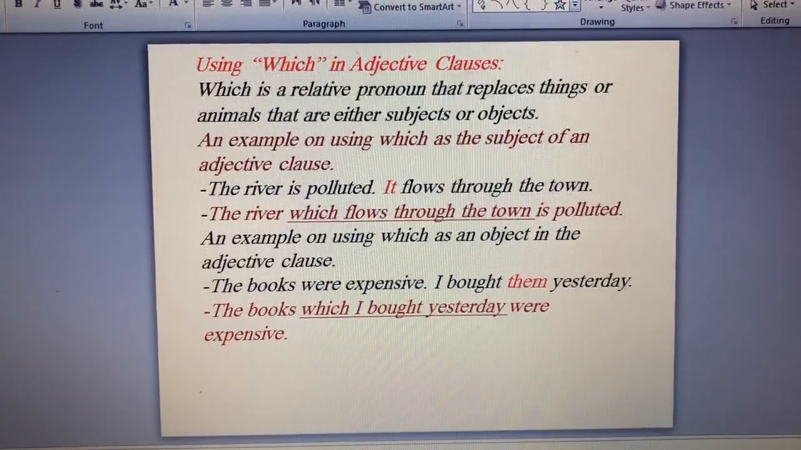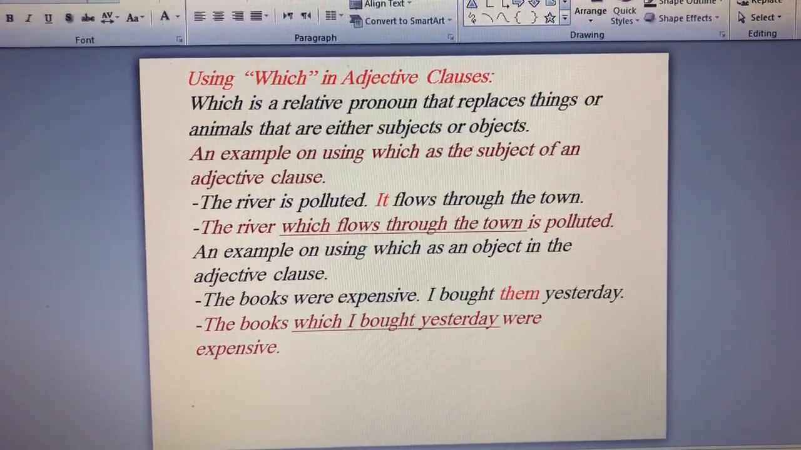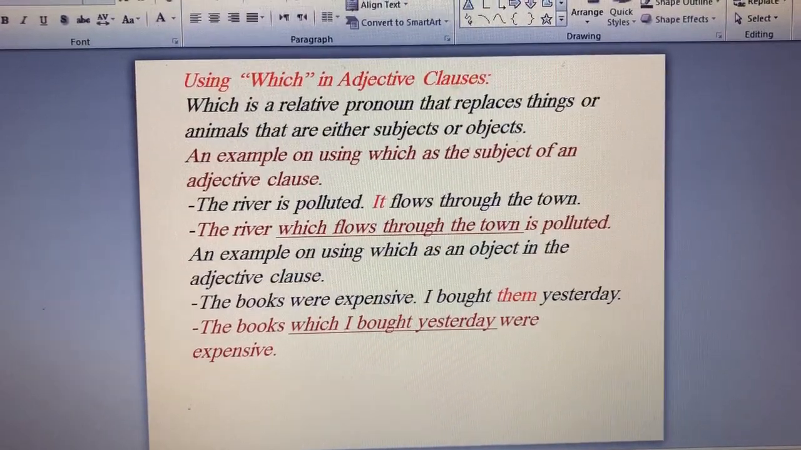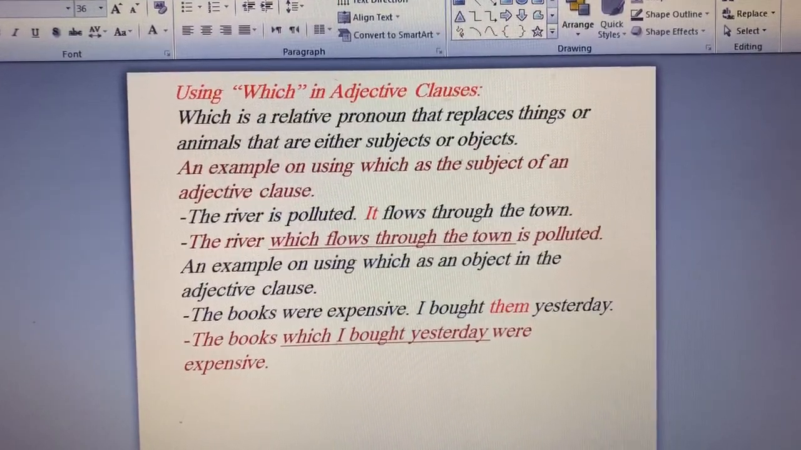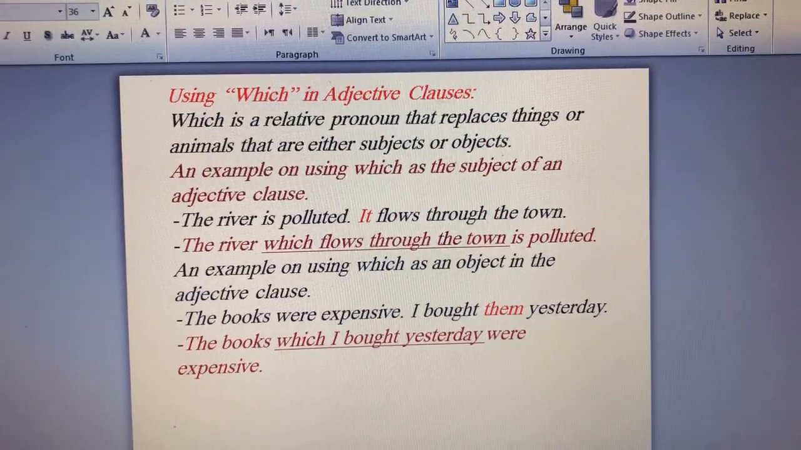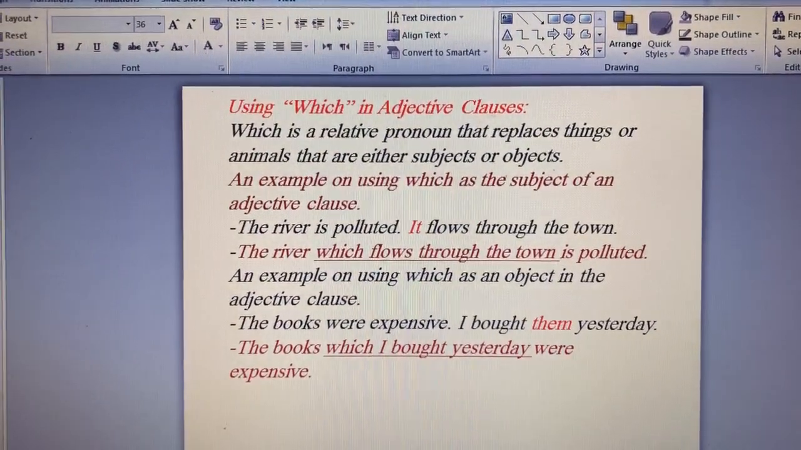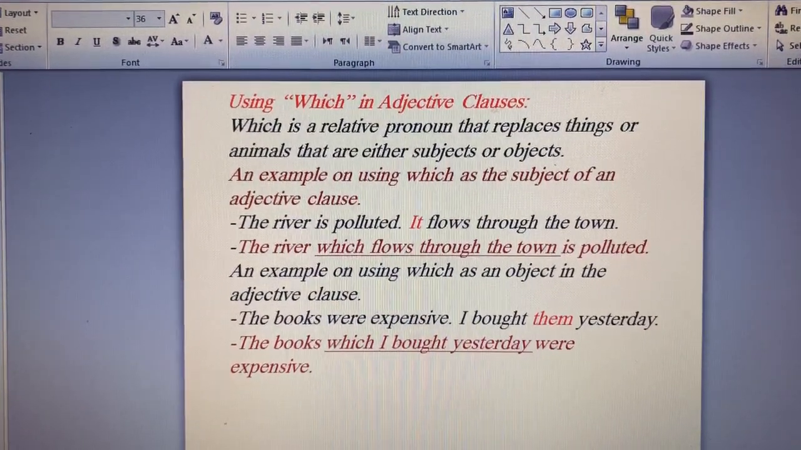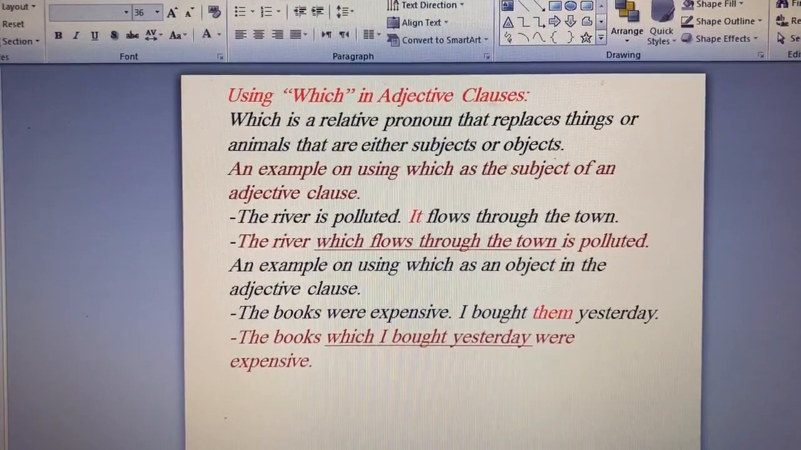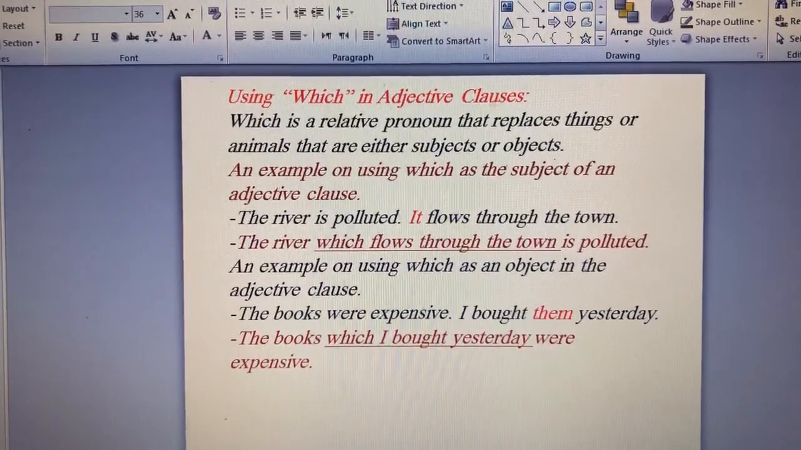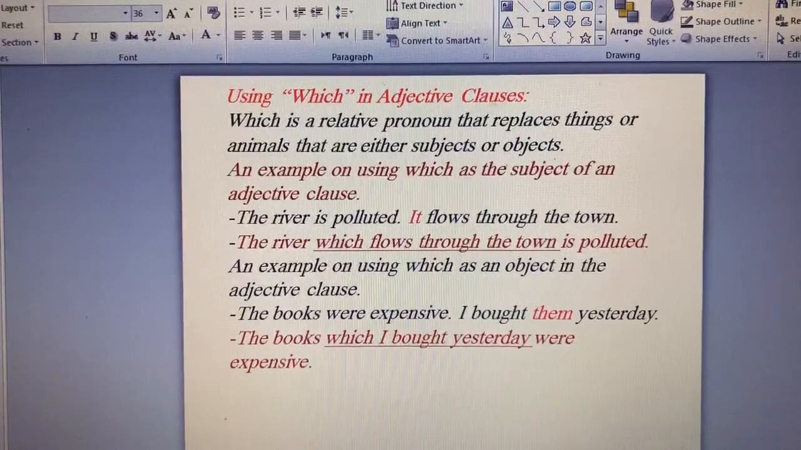An example on using which as an object in the adjective clause. The books were expensive. I bought them yesterday. In the first clause, the noun books functions as the subject. In the second clause, we have them, which functions as an object of the verb bought, and it refers to the subject books. Them should be omitted from the adjective clause and replaced by which. So which here functions as the object, not the subject.